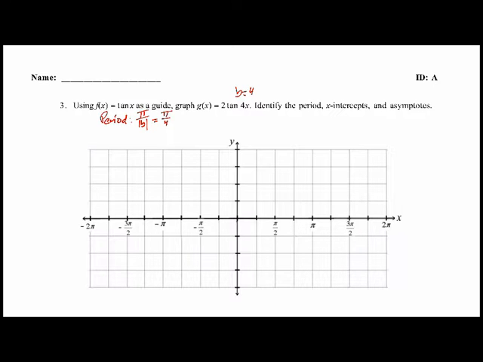Going through the rest of it, x-intercepts. Remember, you are given these general equations. The x-intercepts are at pi times n over the absolute value of b. So it's pi times n over 4. In other words, your x-intercepts are going to be at all multiples of pi over 4.